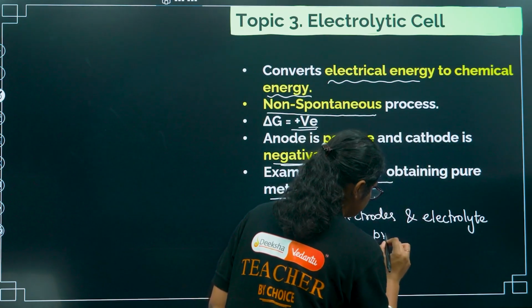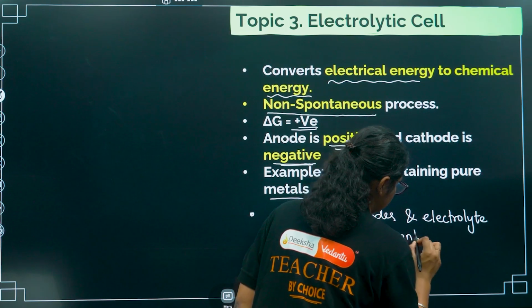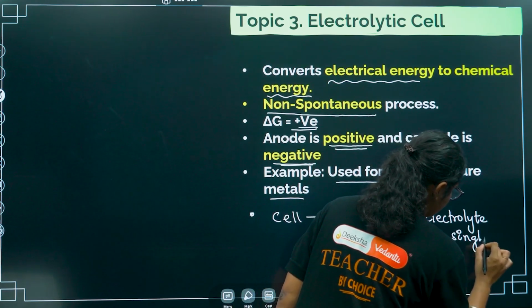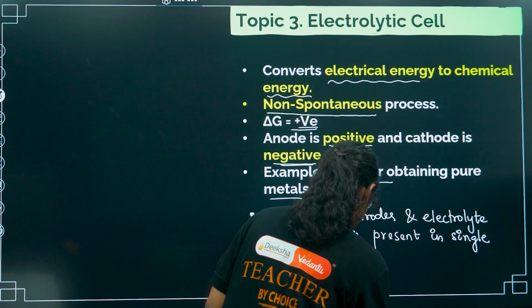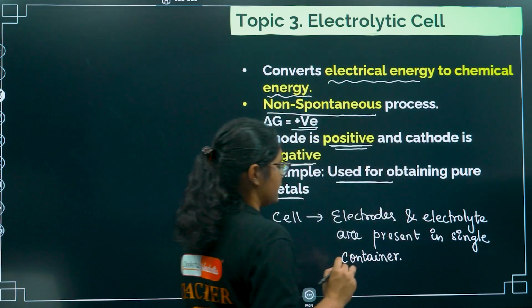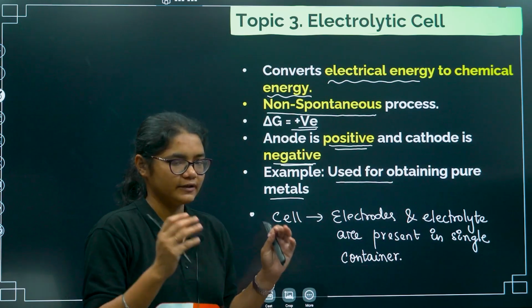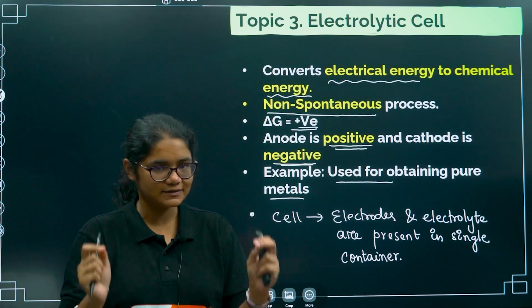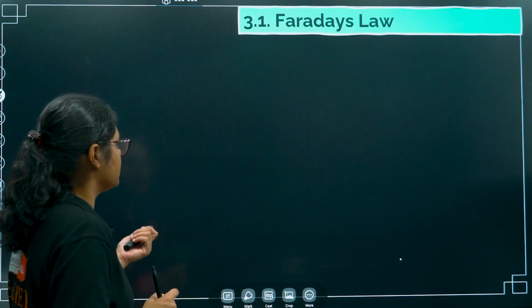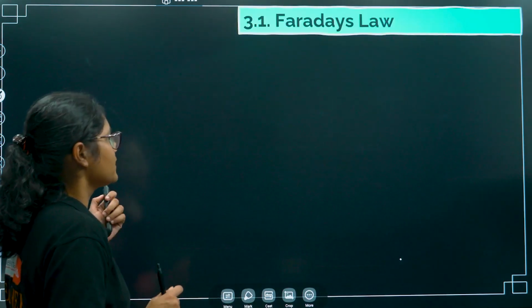Like how in a galvanic cell we have two separate containers, here they are present in a single container. This is one important thing that you need to remember: electrodes and electrolytes are taken in a single container for an electrolytic cell. Now coming to the next one, that is Faraday's law.